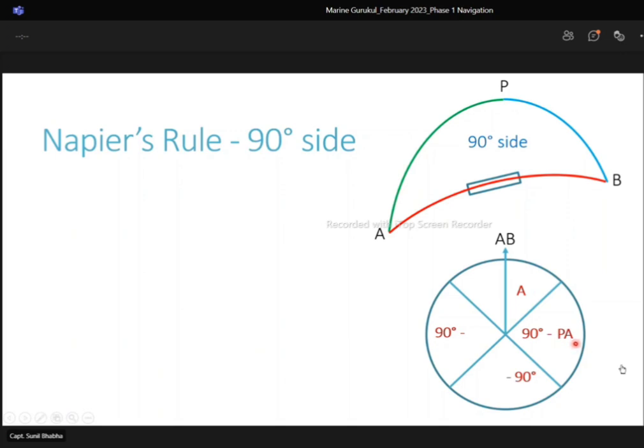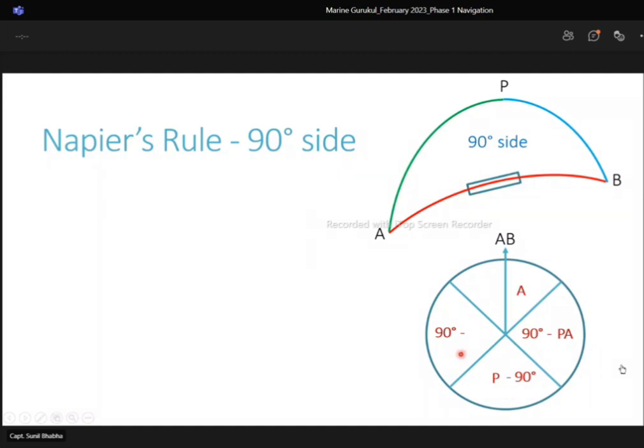The next part after PA which comes is angle P in the triangle. So let's fill up angle P here. As I told you, the 90 degrees in the bottommost part has gone to the end. So angle P, which is the part of our triangle, comes in the front. So this becomes P minus 90. This is the important thing to note in a 90 degree side triangle, and this is the only difference in application from a right angled triangle.